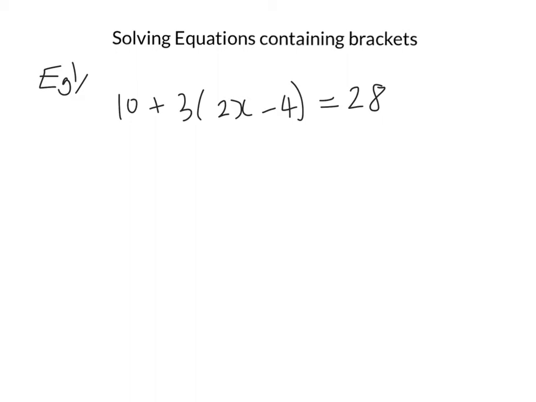the bracket. So the 10, which is going to be added on to the bracket, we leave for a second. And we look at expanding the bracket. We've got 3 times 2x, which is 6x, and we have 3 times minus 4, which is minus 12. And that equals 28. We then simplify. So on the left-hand side, are there any terms that are the same? There are. We've got the 10 is a number and the minus 12 is a number. So we can do 10 take away 12, which is minus 2.